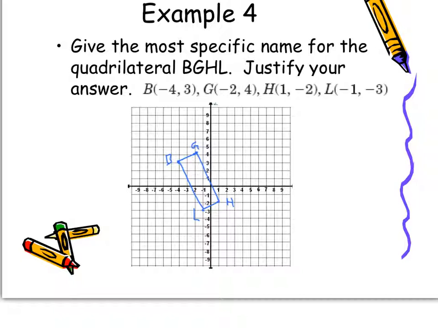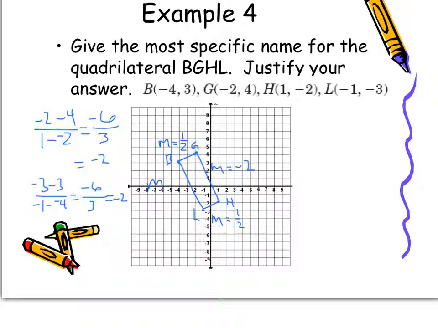To find the slope of BG, it's pretty easy. I'm just going up 1 and over 2. That's positive 1/2. And the same goes with LH. I'm going up 1 and over 2. My slope is positive 1/2. The other ones are a little farther away, so I'm going to use the points for those. For the slope of GH, I have the change in Y, negative 2 minus 4, over the change in X, 1 minus negative 2. So I'm going to have negative 6 over positive 3, which gives me negative 2 for my slope. So this would be negative 2. And I'll do the same thing for BL. BL's slope also happens to be negative 2.